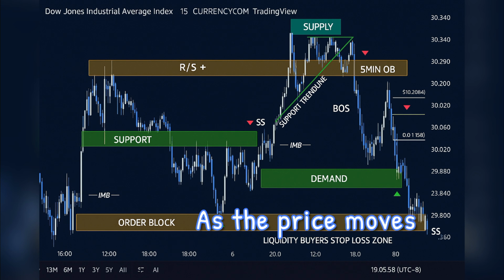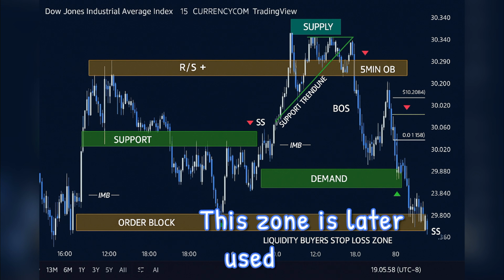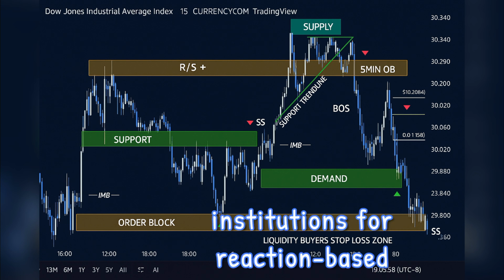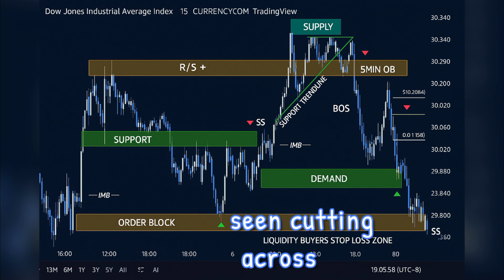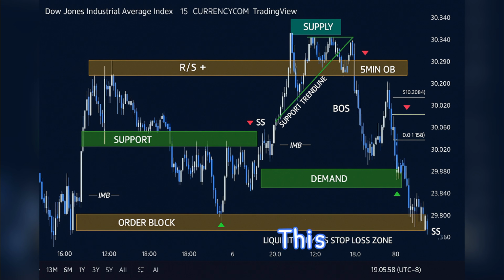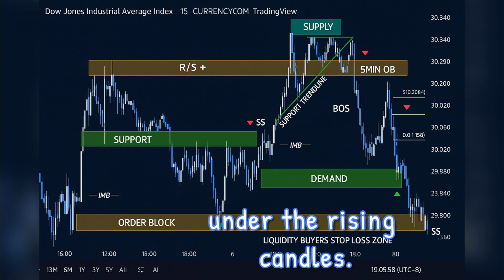As the price moves higher, it encounters a resistance support flip zone, RS, a horizontal level where previous resistance becomes support. This zone is later used again by institutions for reaction-based trades. It also becomes the anchor for the support trend line, seen cutting across the bullish structure. This trend line adds a diagonal support structure under the rising candles.